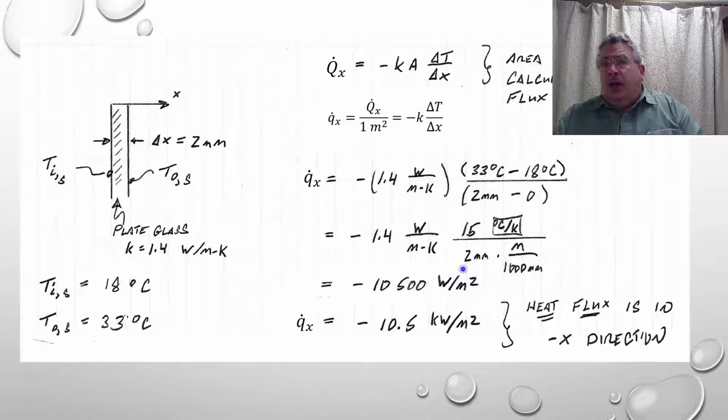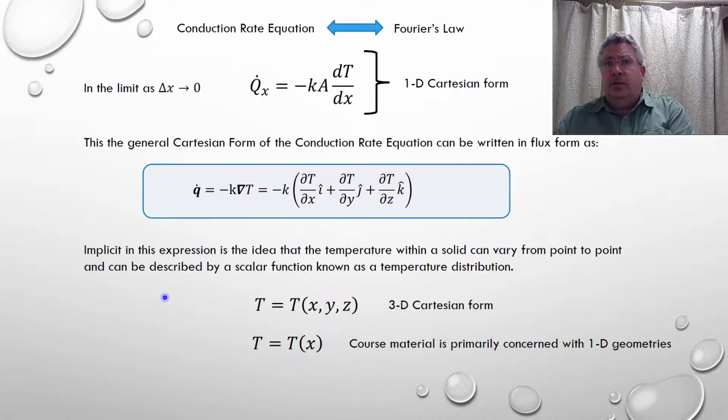Go ahead and then, of course, we have to convert our millimeters into meters to make our units work out, and we end up with a value of negative 10,500 watts per square meter, or if we want to, we could write it in terms of kilowatts. We note that the heat flux has a negative quantity, which means that the heat is flowing from the outer surface towards the inner surface, which of course makes sense since the outer surface is 33 degrees and the inner surface is 18 degrees.